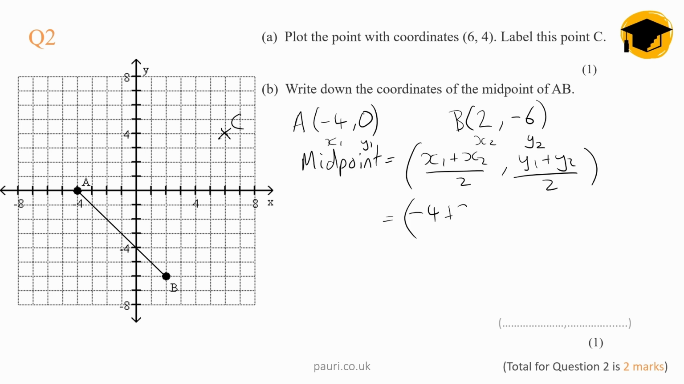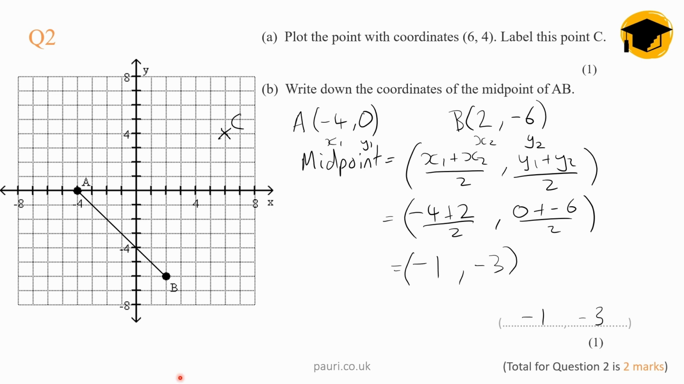-4 plus 2 all over 2, comma, 0 plus -6 all over 2. -4 plus 2, think about your number line, we're going to the right hand side, so -2 all over 2. 2 divided by 2 is 1, so -1. A plus and a minus is a minus, 0 minus 6 is -6. 6 divided by 2 is 3, so -3. Final answer is -1, -3.